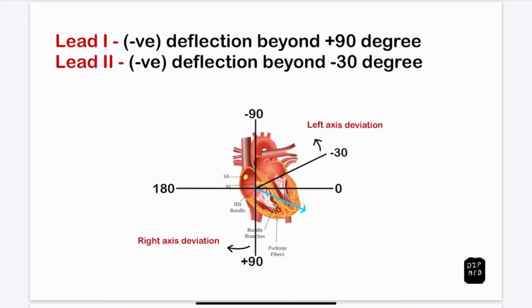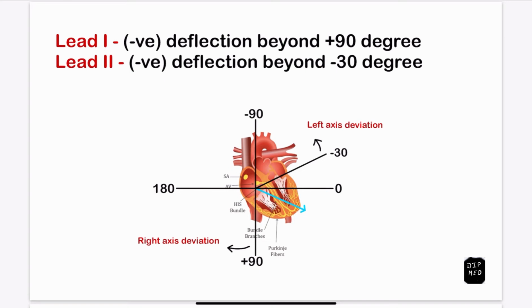This means if there is right axis deviation, then there will be a negative deflection in lead 1. Also, if the QRS axis lies beyond minus 30 degree, it's called left axis deviation. This means if there is left axis deviation, then there will be a negative deflection in lead 2. So for the QRS axis to lie within the normal limit, both lead 1 and lead 2 should have positive deflection. Hence, these are the two leads that we need to watch out for to find axis deviation.